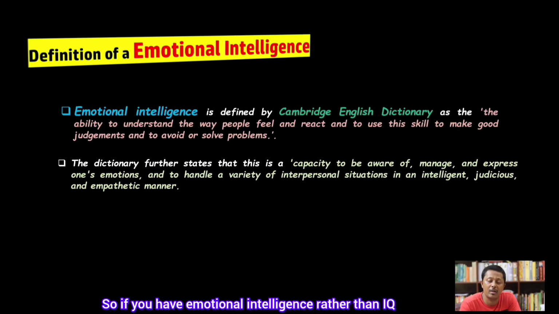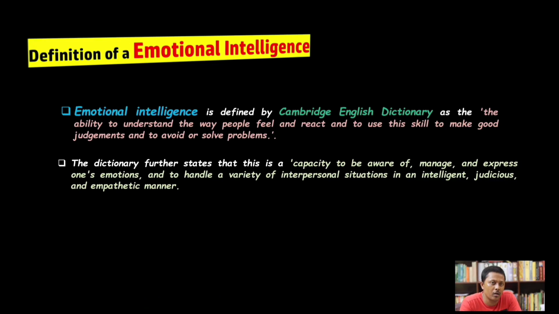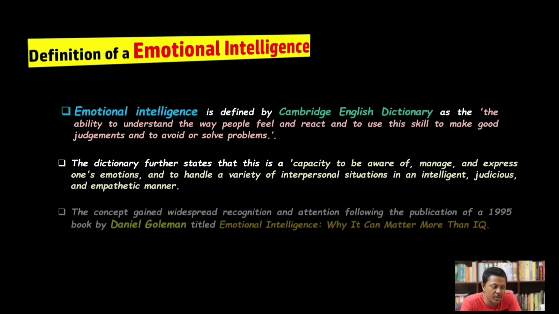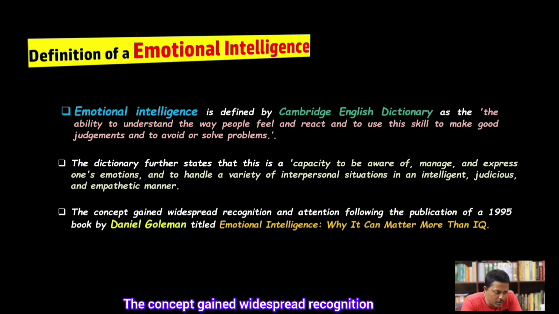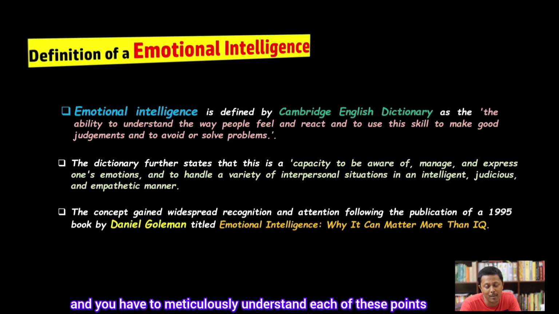So if you have emotional intelligence rather than IQ, I'm coming to that point pretty soon, but if you have better emotional intelligence, you can solve problems better. The concept gained widespread recognition and attention following the publication of a 1995 book by Daniel Goleman, that's Goleman's model, titled Emotional Intelligence: Why It Can Matter More Than IQ. So this is the book published in 1995. These are the basic factors, the parts of the definition of emotional intelligence, and you have to meticulously understand each of these points.